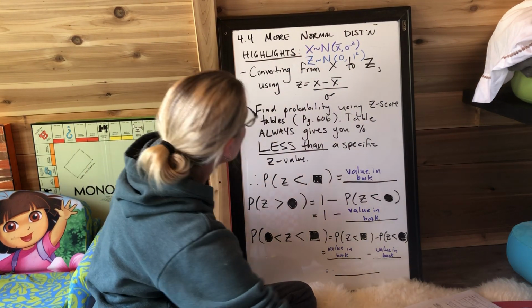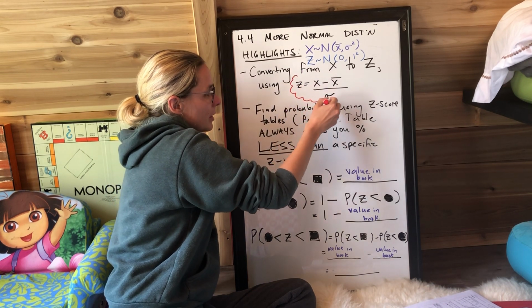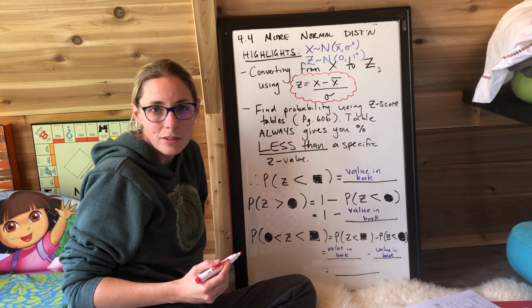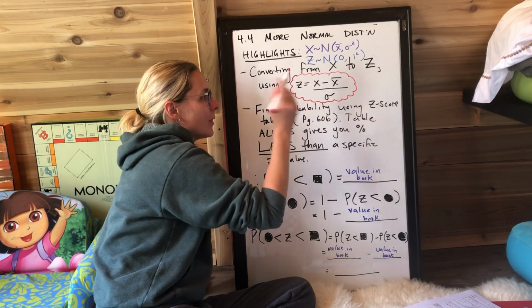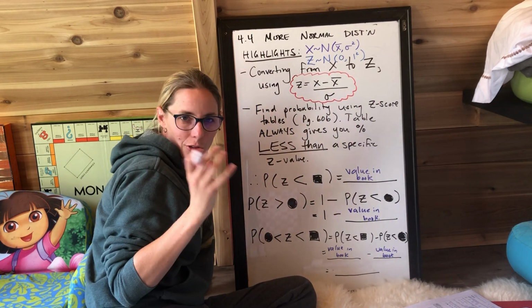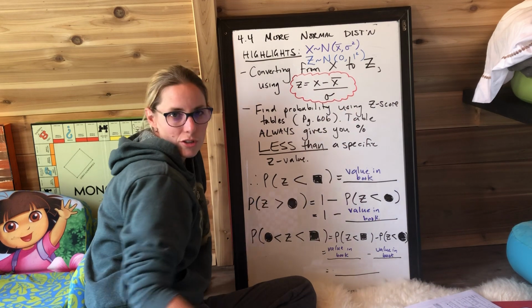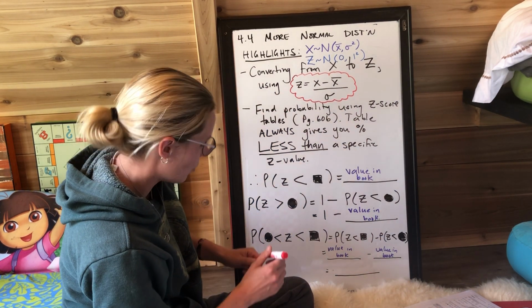How do we do that? We use this specific formula. If you're making a list of important formulas in the unit before the assignment or the quiz, this is number 1. This is the one you need to know. The x value is the value you're given that you're analyzing. The mean is usually given to you. The standard deviation is usually given to you. So those are two important little points.